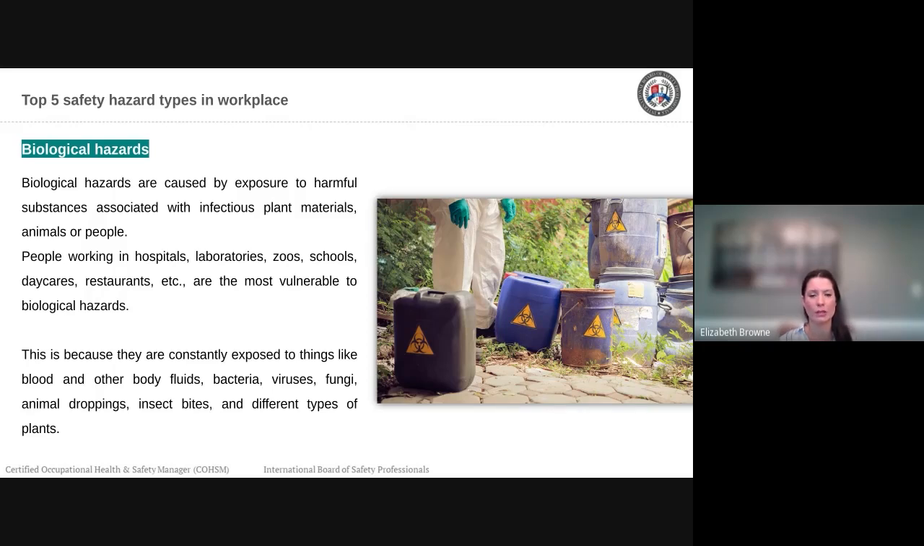These are hazards because employees are constantly exposed to things like blood and other potentially infectious bodily fluids, where we're concerned about exposure to bloodborne pathogens such as HIV and hepatitis B and C. We're also exposed to different types of bacteria, viruses, fungi, animal droppings, insect bites, and different types of plants. So all of these types of workers that have potential to be exposed to biological hazards, we must have a different set of hazard assessment checklists that we're reviewing when we're looking at a comprehensive risk assessment for these workplaces.